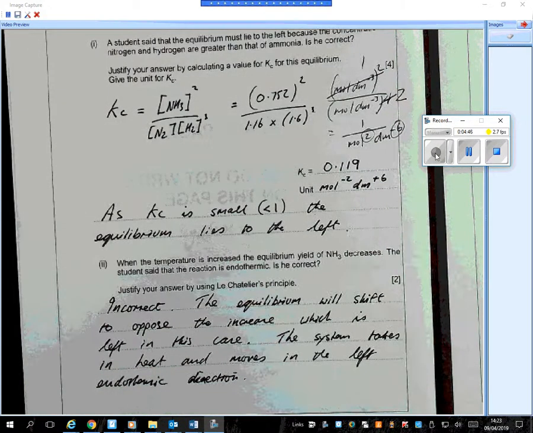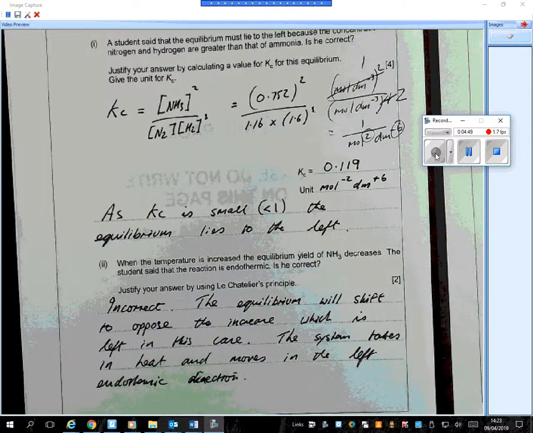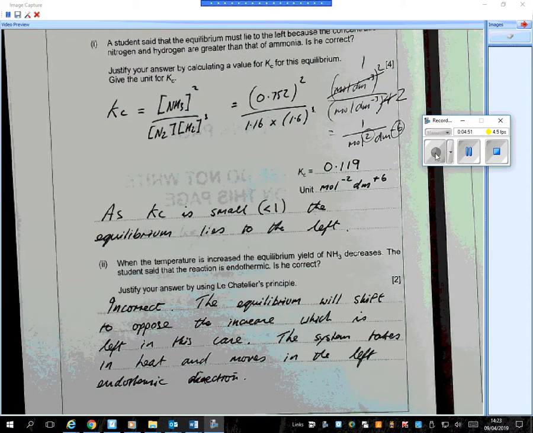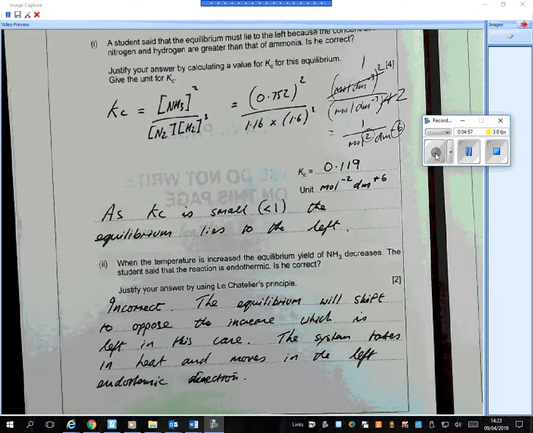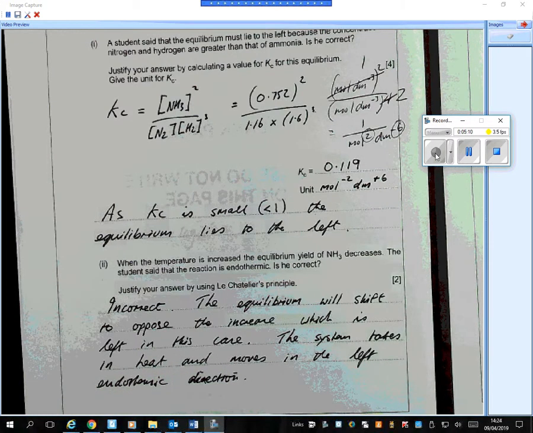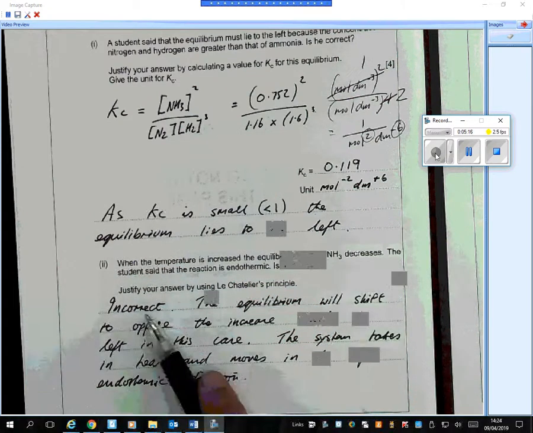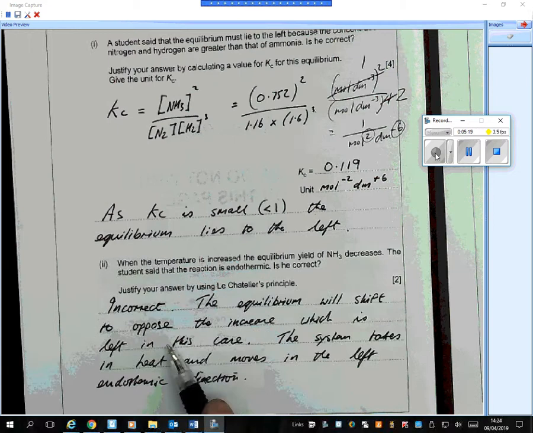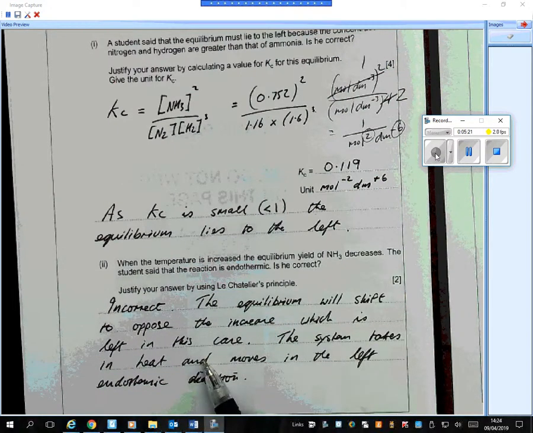When the temperature is increased, the equilibrium yield of ammonia decreases. The student said that the reaction is endothermic. Is he correct? Well, if we increase the temperature, then the equilibrium is going to shift to decrease it, that would move it to the left-hand side. So it's the left-hand reaction which is actually endothermic. So incorrect, the equilibrium will shift to oppose the increase, which is left in this case. The system takes in heat and moves in the left endothermic direction.